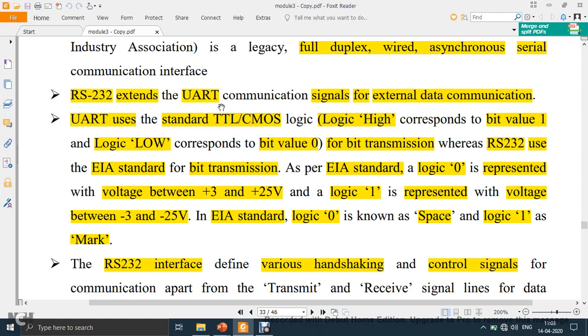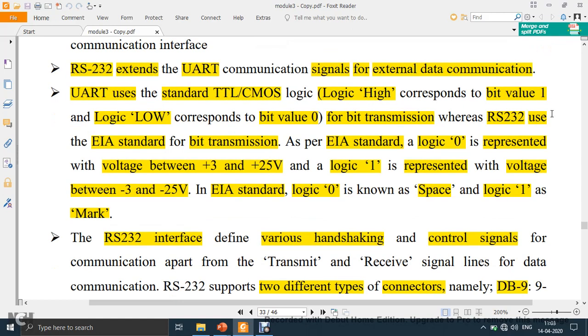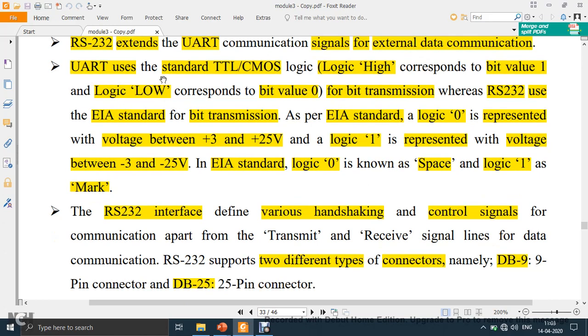Basically, it is nothing but UART, extending the concept of universal asynchronous receive transmit signals for external data communication. We discussed UART as an onboard communication interface, and now this onboard communication interface is being extended so that it can be used for external data communication. UART uses standard TTL or CMOS logic.